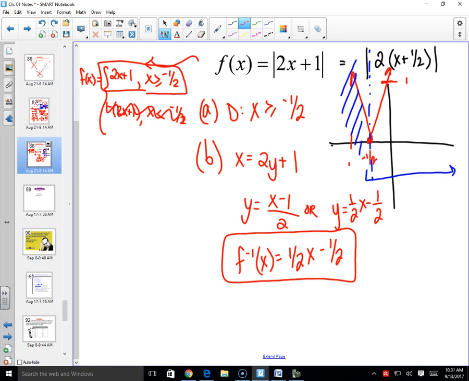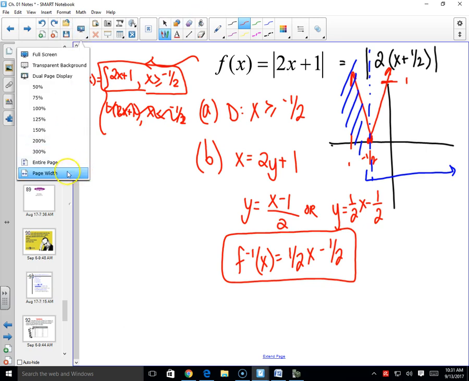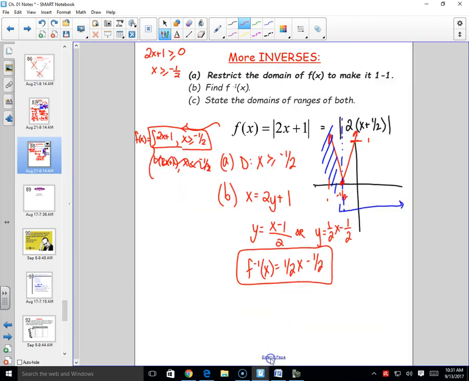Now it's a little weird. You can start with the graph. Think about what x's would have a branch that is invertible and ignore the part that would make it fail. I did some math to show how I could have figured that out without the graph, just to let you guys know. For that piece, switch the x and y, solve for y, and make it f inverse. And I think we're almost done. Oh, state the domains and ranges of each.